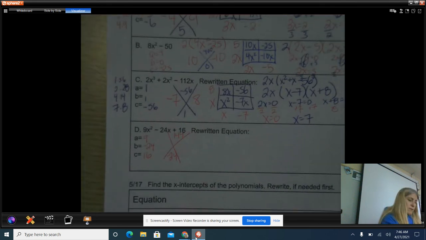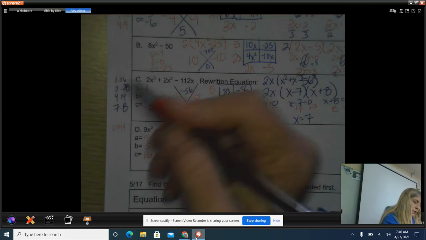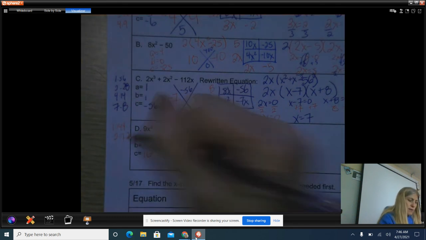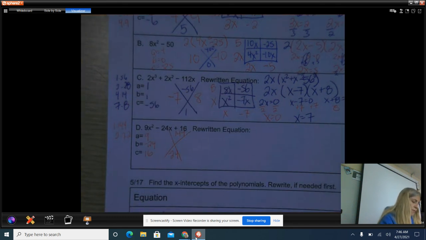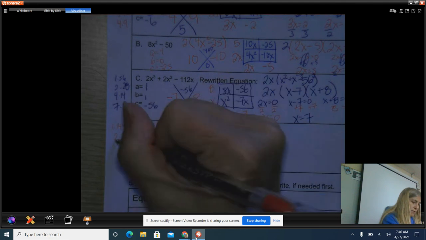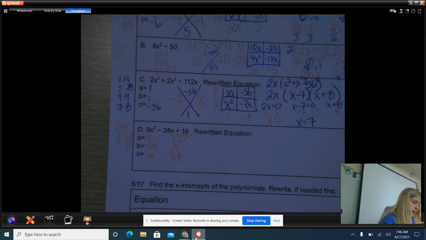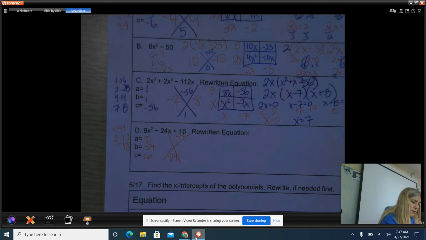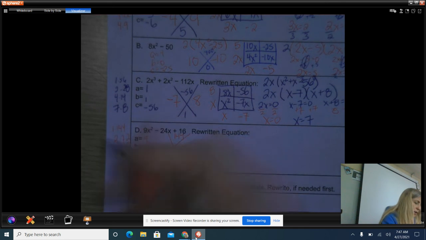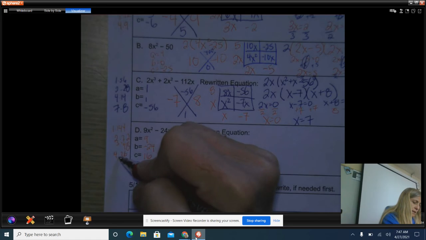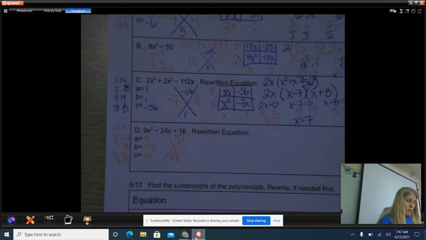So now I'm going to go ahead and look for those factors. 1 times 144 is not going to do it. 144 divided by 2 is 2 times 72. 144 divided by 3 is 3 times 48. 144 divided by 4 is 36. We're getting closer. 144 divided by 5 doesn't work. Divided by 6 is 6 times 24. 144 divided by 7 doesn't work.